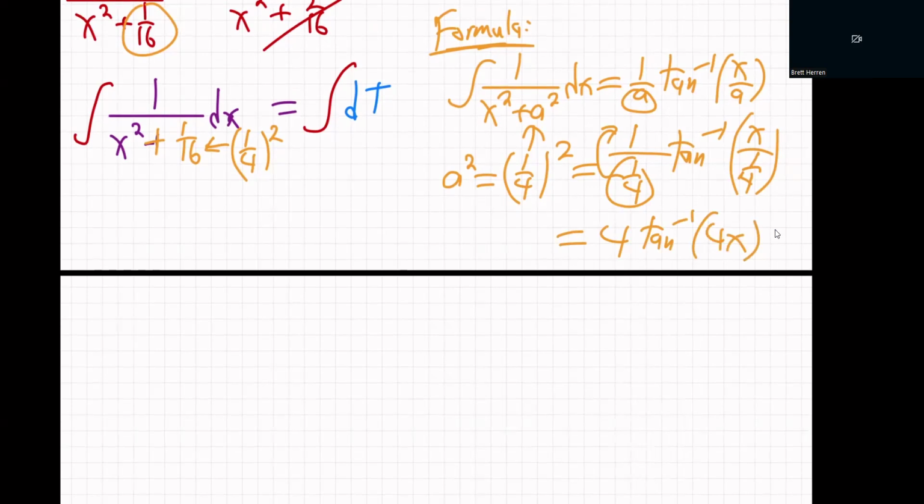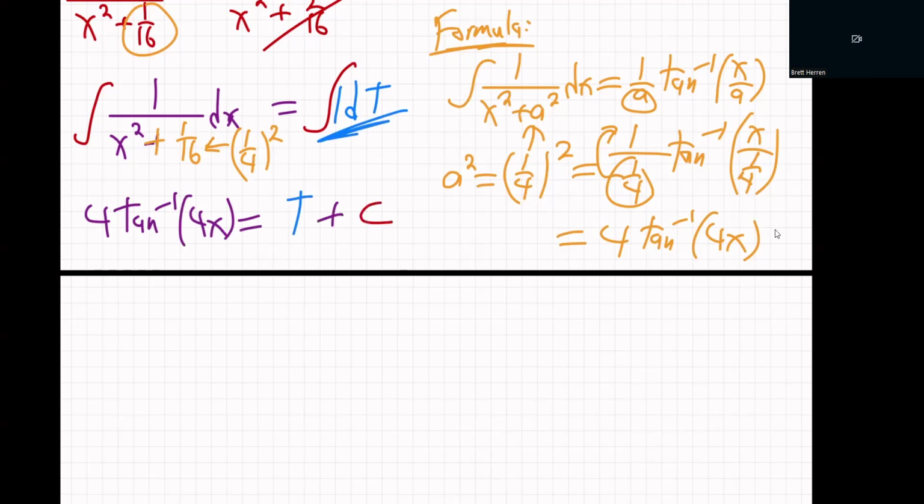So that's what this is going to be right here. 4 tangent inverse 4x equals, and what's the integral of dt? It's just 1 dt if you want. It's just going to be t, plus, of course, a constant, because whenever you integrate both sides, you have a constant. Does that make sense? So I used this formula, which is in the notes, to integrate 1 over x squared plus 1/16. The a is 1/4. 1/4 on the bottom flips up to be 4.